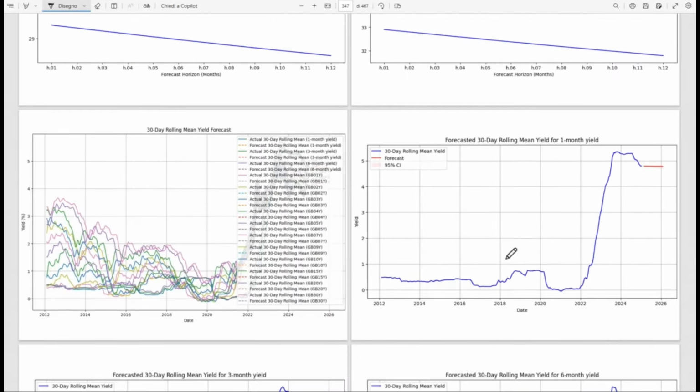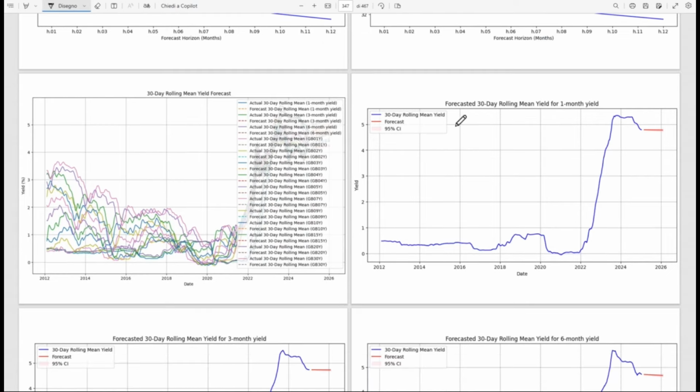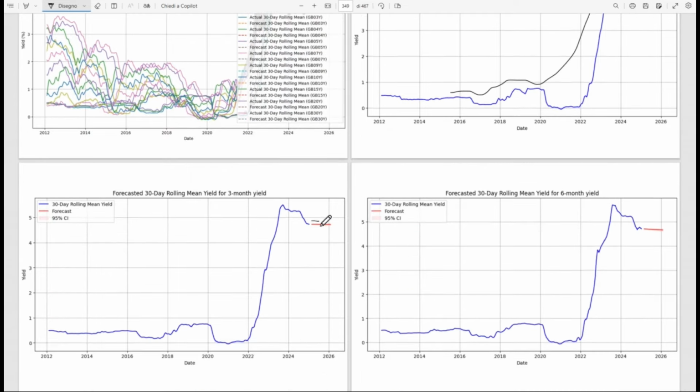And then let's try something more cheerful. So the mean yield, so the average yield on a 30-day basis. So this is the smoothed curve, and this will be the forecast, this red line. So the shaded area is very narrow, so the forecast is it will be pretty much the same, around 4.7, 4.6%. Yeah, so this is the 3 months yield.